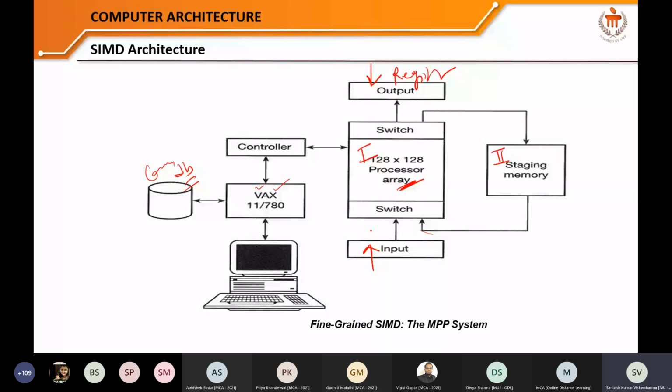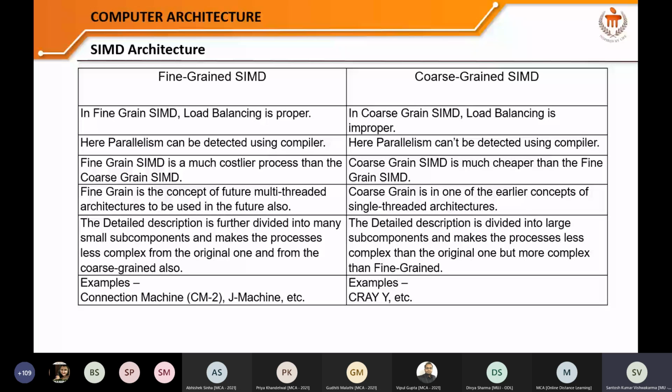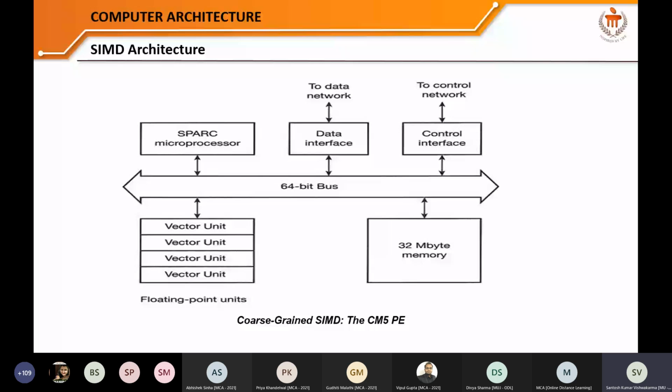Now just next to that, I wish to show you the coarse-grained SIMD. When I come to the next part, I am going to discuss various algorithms. So there are various differences, so be very clear about that in coarse-grained, where things are going to be very heavy, as the name itself suggests. We have SPARC microprocessors, and different vector units, and these vector units are particularly designed for floating point units.